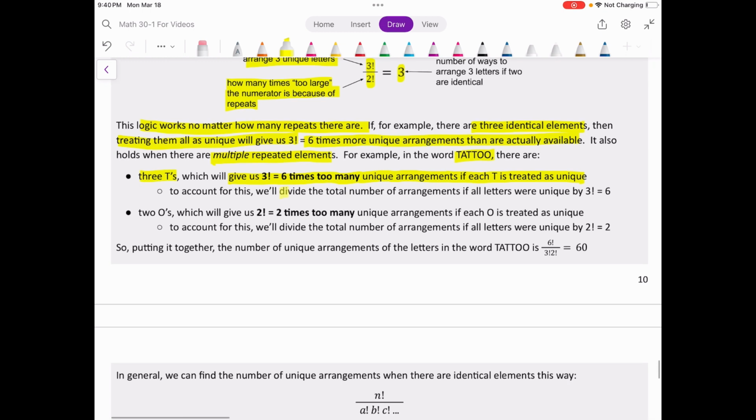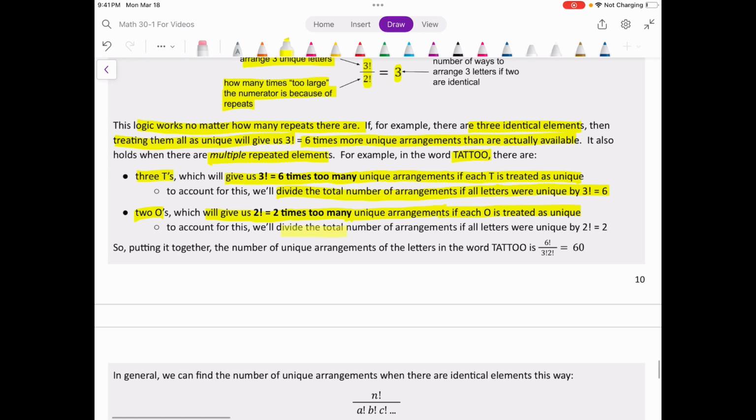Well, let's just divide the total number of arrangements, if all letters were unique, by 3 factorial, right? We'll treat it like this is 6 letters, but then divide out the extra arrangements that we're getting just from switching around the T's in the 3 factorial ways that there are to arrange those 3 identical T's, right? There's also 2 O's. What are the 2 O's going to do? They're going to give us 2 factorial, or 2 times too many unique arrangements if we treat each O as unique. And so to account for that, we'll also have to divide the total number of arrangements, if all letters were unique, by 2 factorial, or 2.